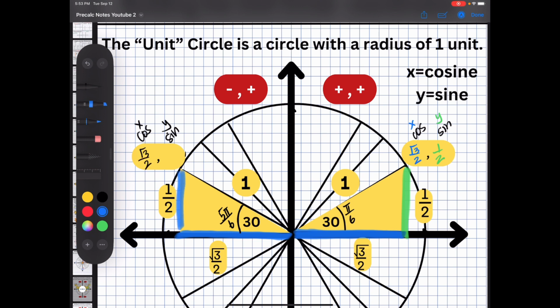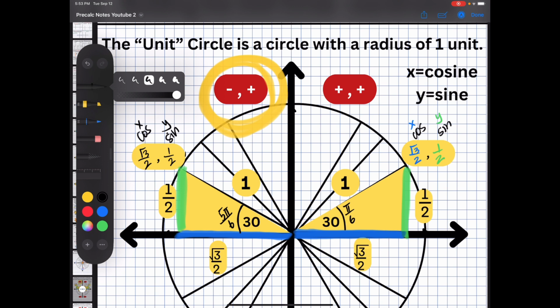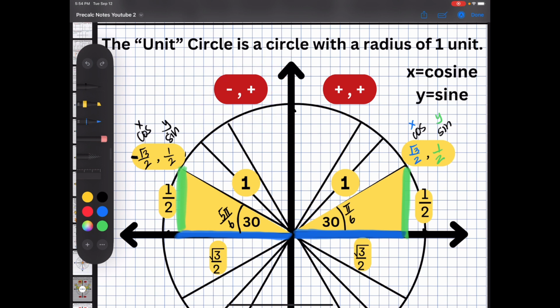And the sine value, which is the y value, is 1/2. Okay. Now again, we need to make sure that we are using the correct signs. So in the second quadrant, I need negative x, positive y. So my cosine, the x value, needs to be negative, and my sine is positive, which it is. So that would be my final coordinate for this location on the unit circle.